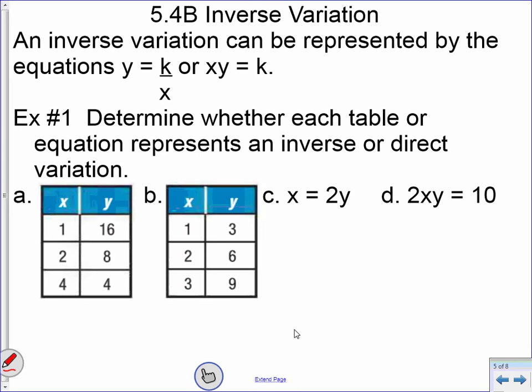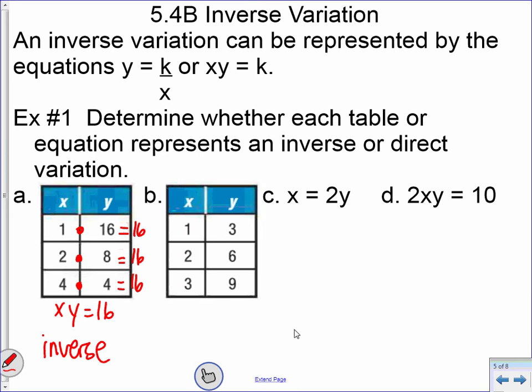Now, looking at these charts and equations, how do we tell if one of them is direct or inverse? Well, the way we could tell if something is inverse is we look to see, do they multiply together and equal the same number? If you take table A and multiply across, every time you multiply, you get 16. So that tells me that x times y equals 16. Since the two numbers multiply and equal the same thing, that is an inverse variation. That looks just like the formula above.